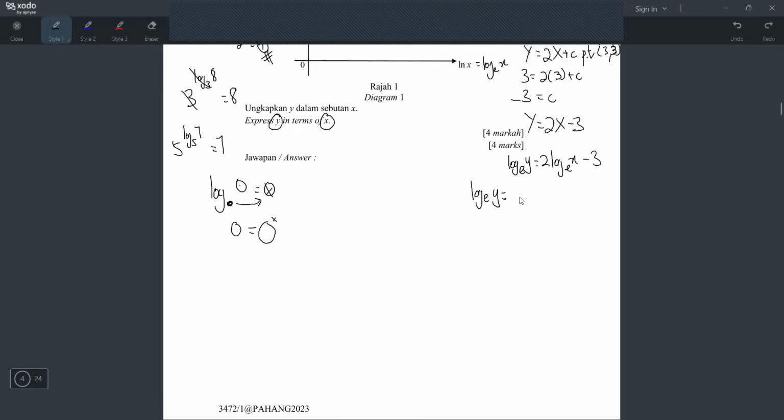So what I will do now is I will write like this, log base E, and then the 2, I will bring it up, become x squared, all right? And then the 3 here, I will write 3 times 1, right?